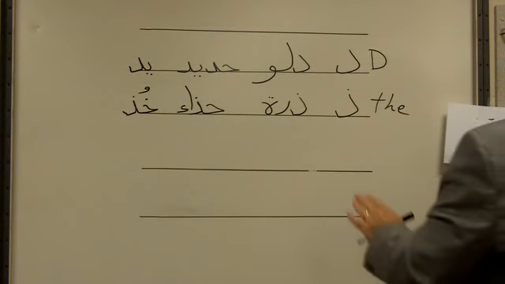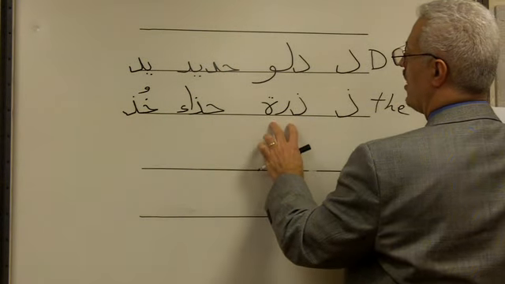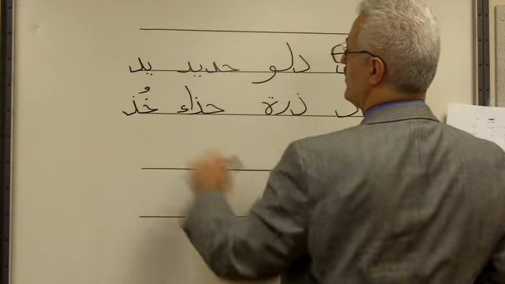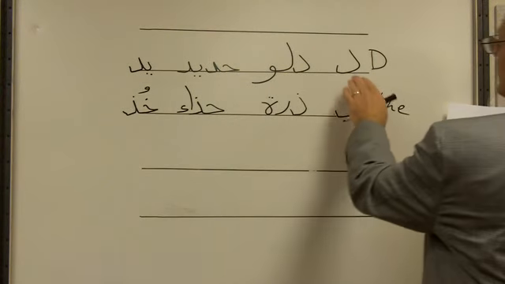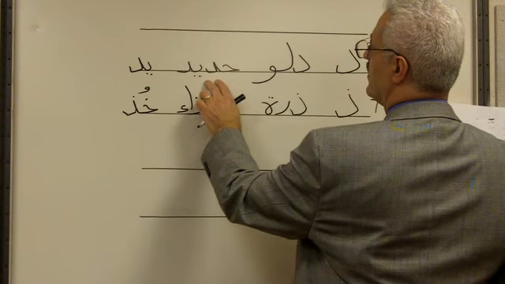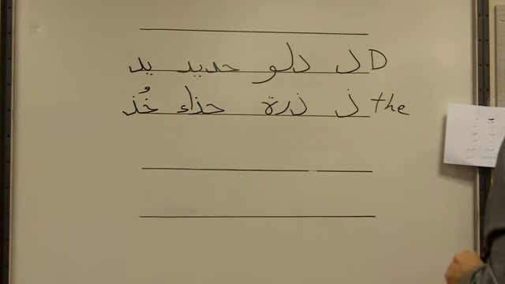So we have three words here we learned. Dhura, corn, hidha, and khudh, take. For the dal we learned dalu, hadid, which means iron, and yad, which means hand.